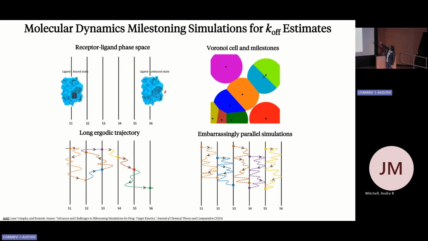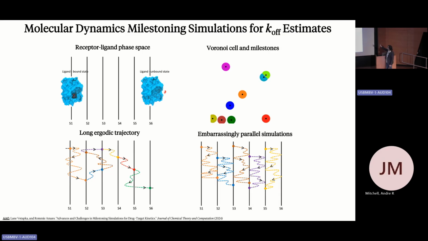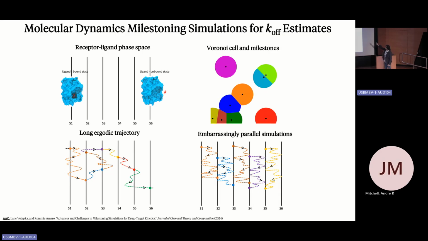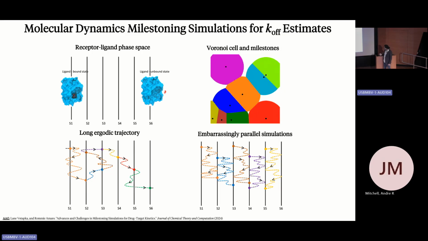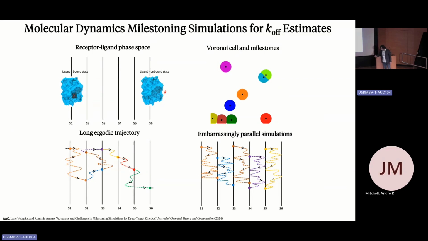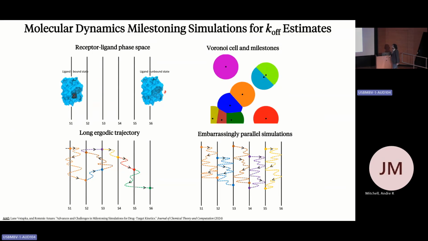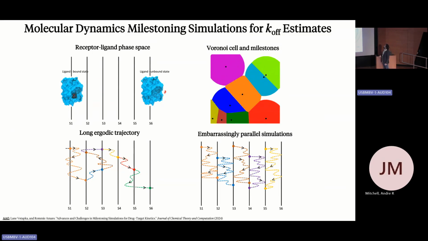What you see here are the seeds, and these seeds basically form the Voronoi cell. Then all the points within a Voronoi cell will be closer to that particular seed, and the edges are called milestones. And now what we do here is we run embarrassingly parallel simulations within these milestones, and we collect the statistics to get the K on, to get the K off, and to get the delta G.